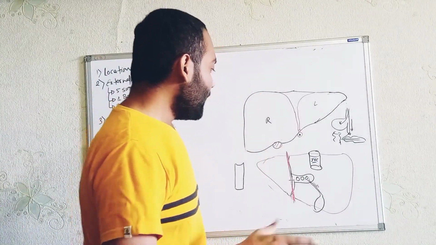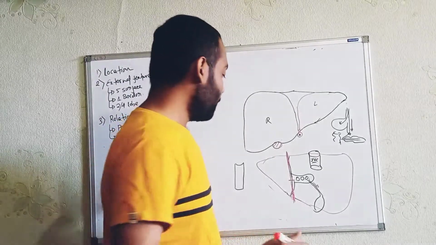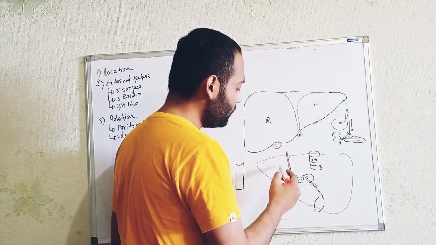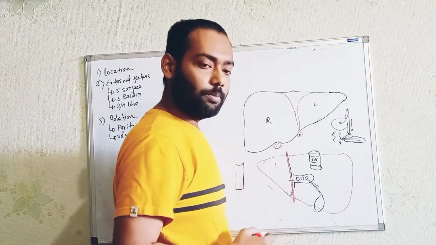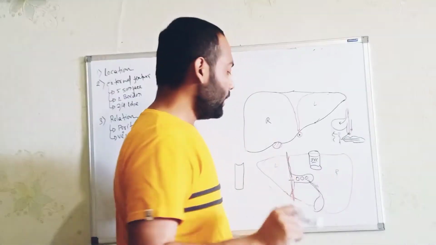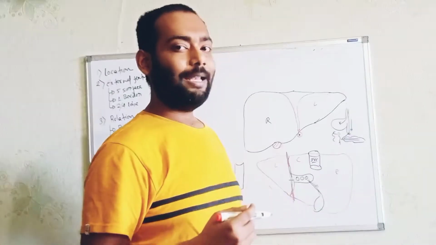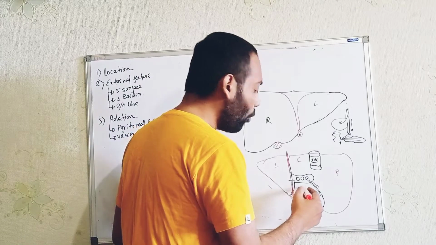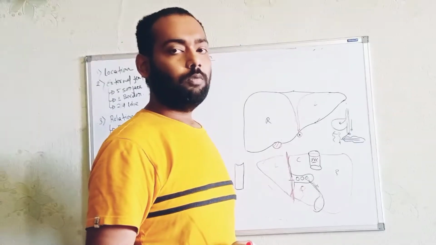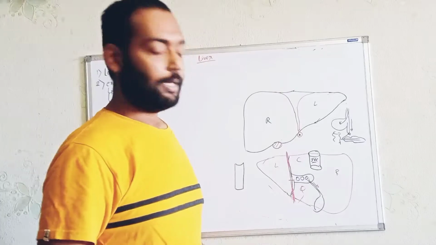So I told you we have four areas in the posterior part. This is the small part, left. This is the bigger part, right. Bear with me, I will tell you. This is our caudate, and this is quadrate, number 4. So caudate and quadrate. Cauda means tail.